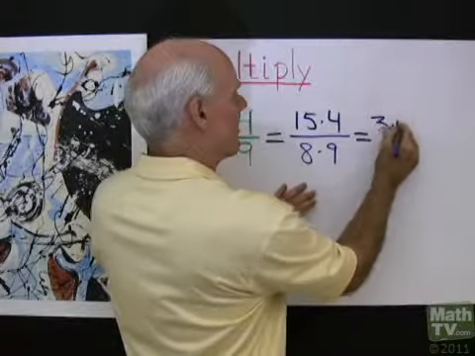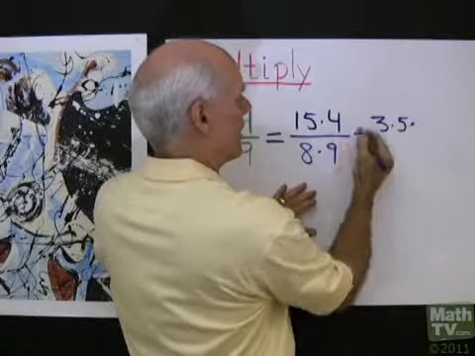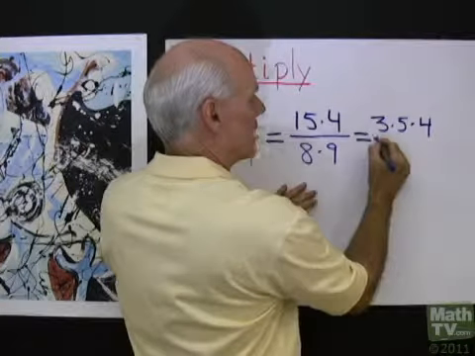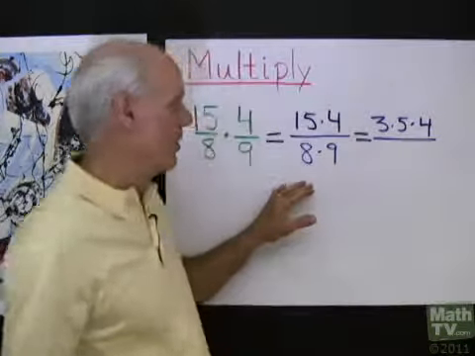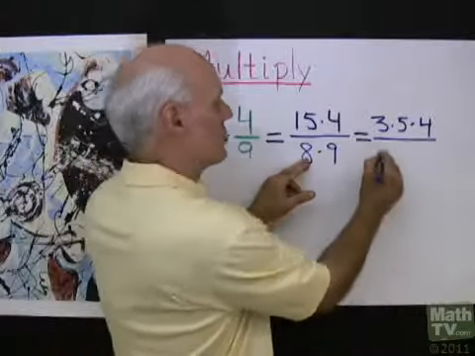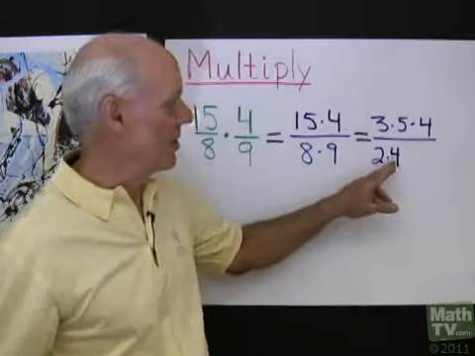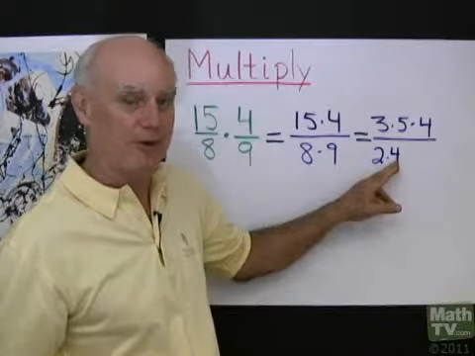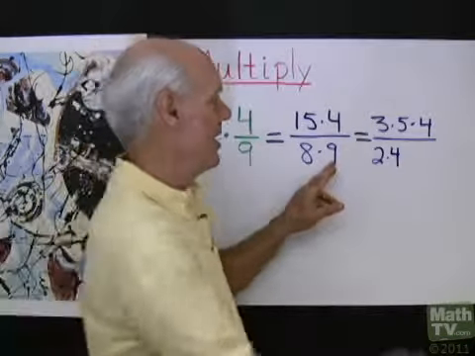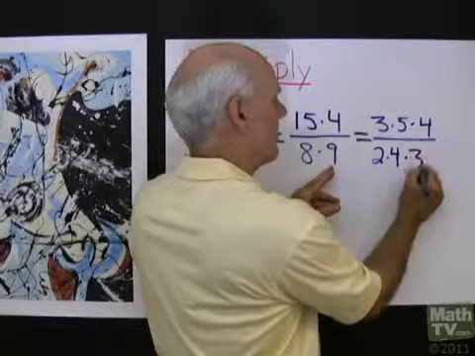Let's see, that's 3 times 5. And then there's 4, which I could write as 2 times 2, but I think I'll just leave it as 4. Here's 8, which is 2 times 4. Maybe I'll just factor it that far so I can see that I have that 4 common to the numerator and denominator. And then 9 is 3 times 3.